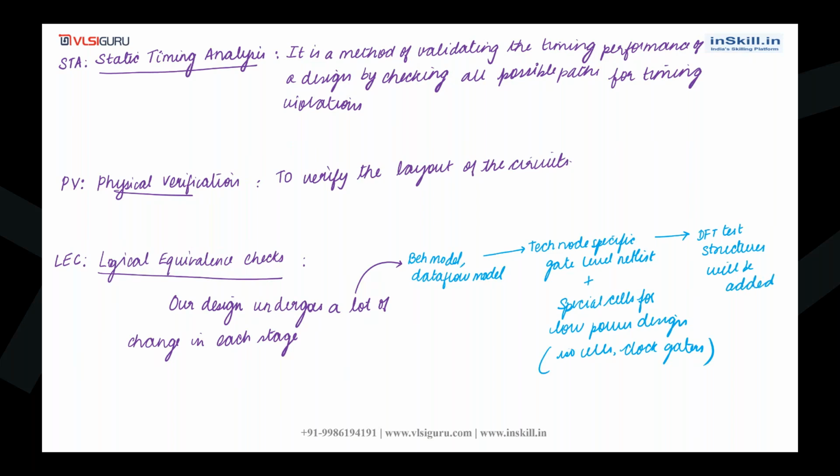So if you see, our design undergoes a lot of changes in each stage. First we had the behavioral and data flow level model code, which got converted into a technology node specific gate level netlist. Certain special cells for low power design like isolation cells and clock gators will also be included. And the DFT team will be adding their own test structures, which we will see in the upcoming slides.